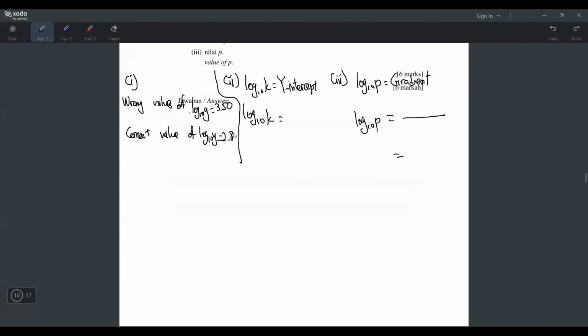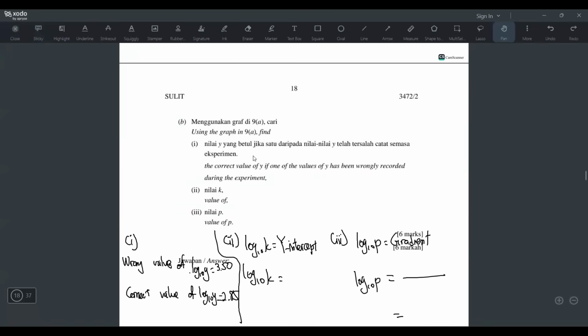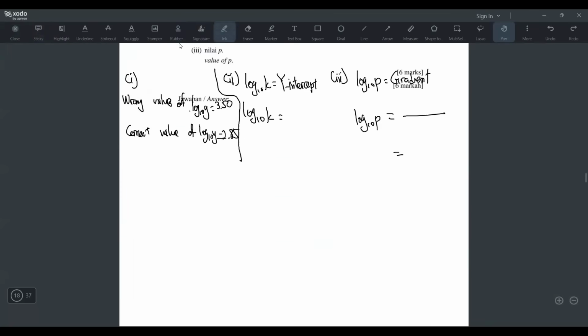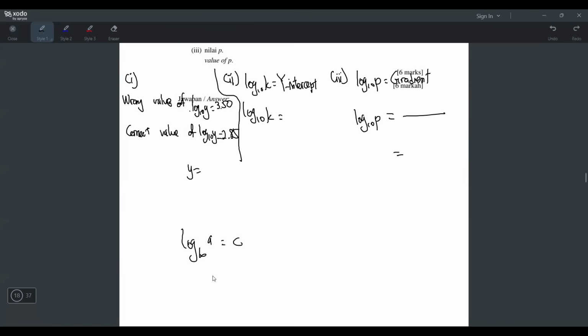But this is not the answer. They want to find the correct value of y. So how to find y? You perform anti-log. When you have log of something to a base equals something, you can do anti-log. Just move the log base to the other side and it becomes the number base, and the other value becomes the power. So you apply the same thing here, and it becomes 10 power 2.85. Now we just press this. For this one, I'll write 4 significant figures. So 10 power 2.85, okay, 707 point.